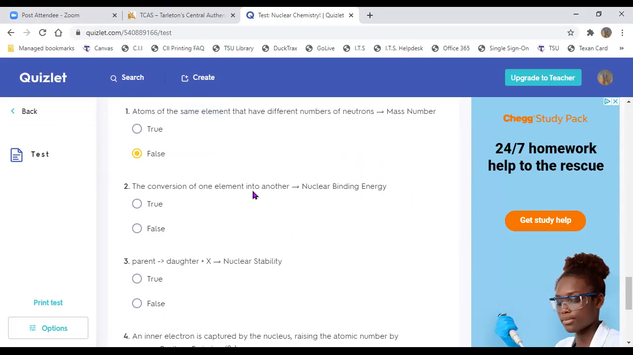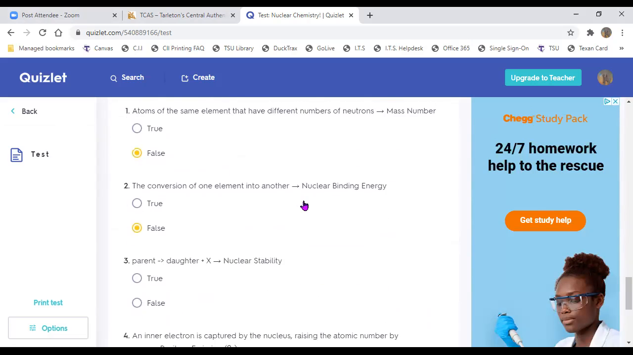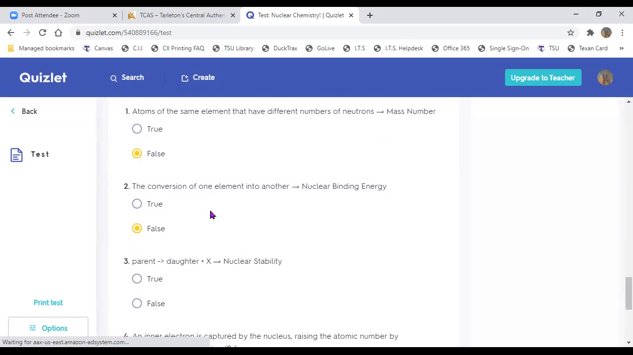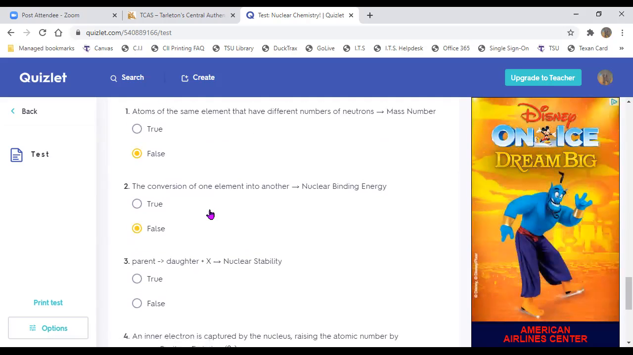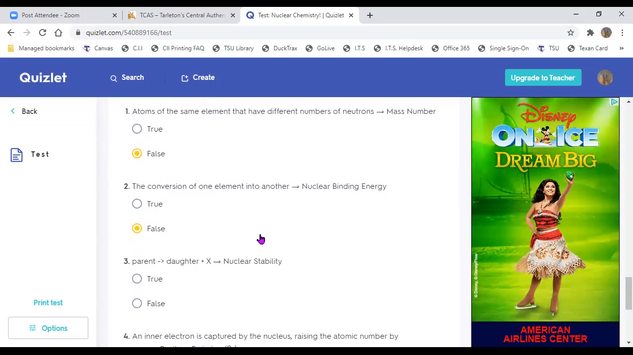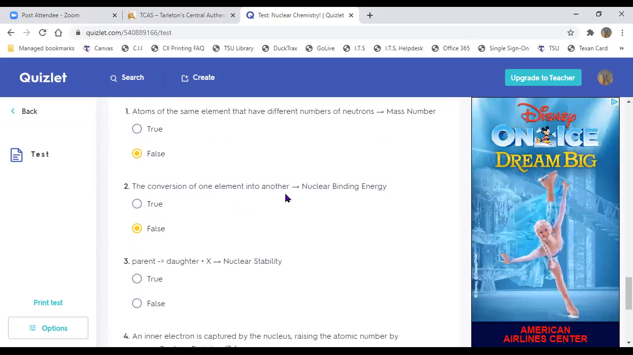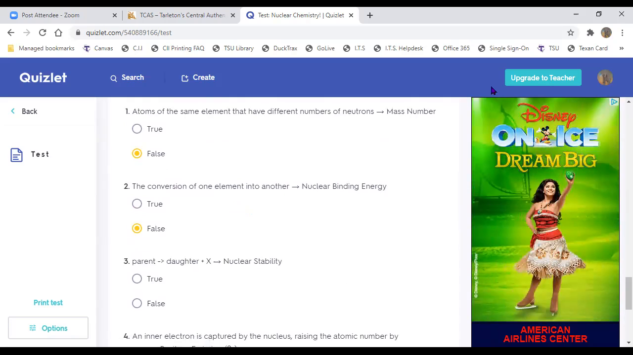The conversion of one element into another. It's definitely not the nuclear binding energy. But what is the conversion of one element into another? Let's look at some of the other terms in case you don't have it off the top of your head. It was a big, long word. Any guesses as to what it might have been? Oh, did I get a chat?